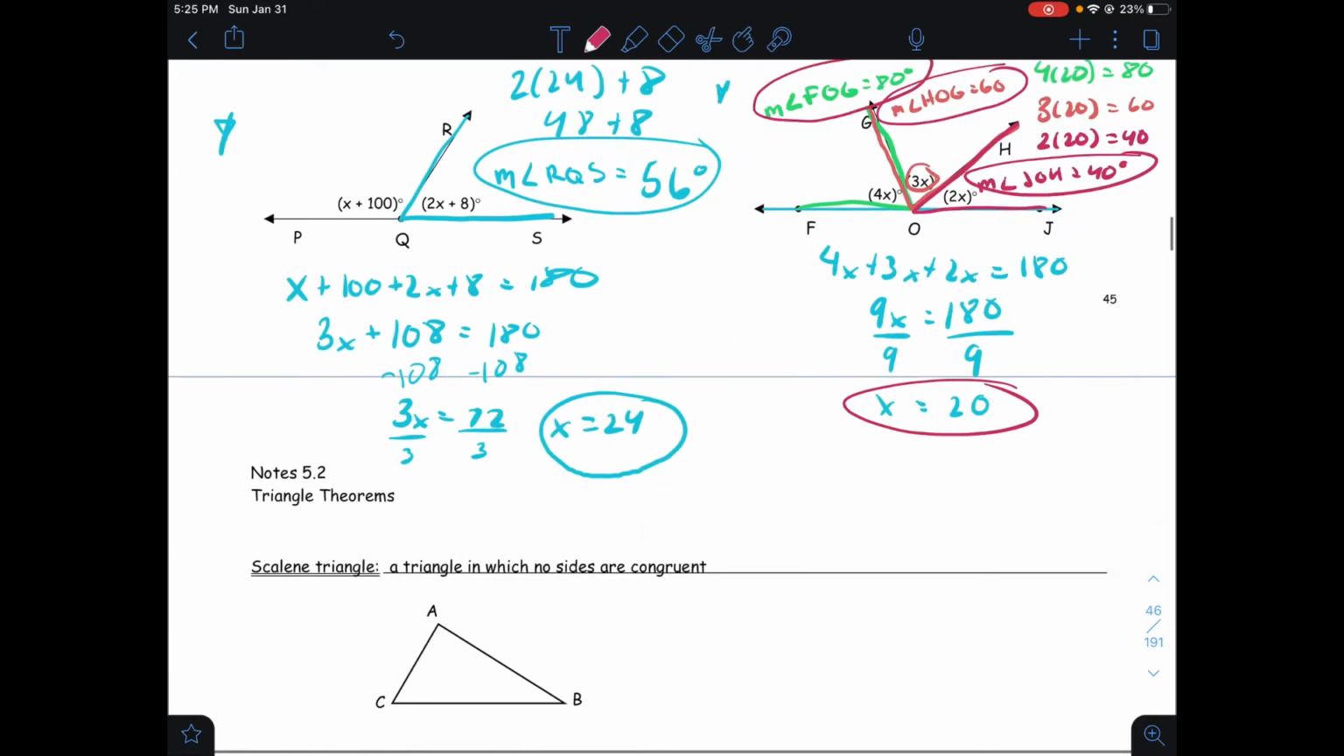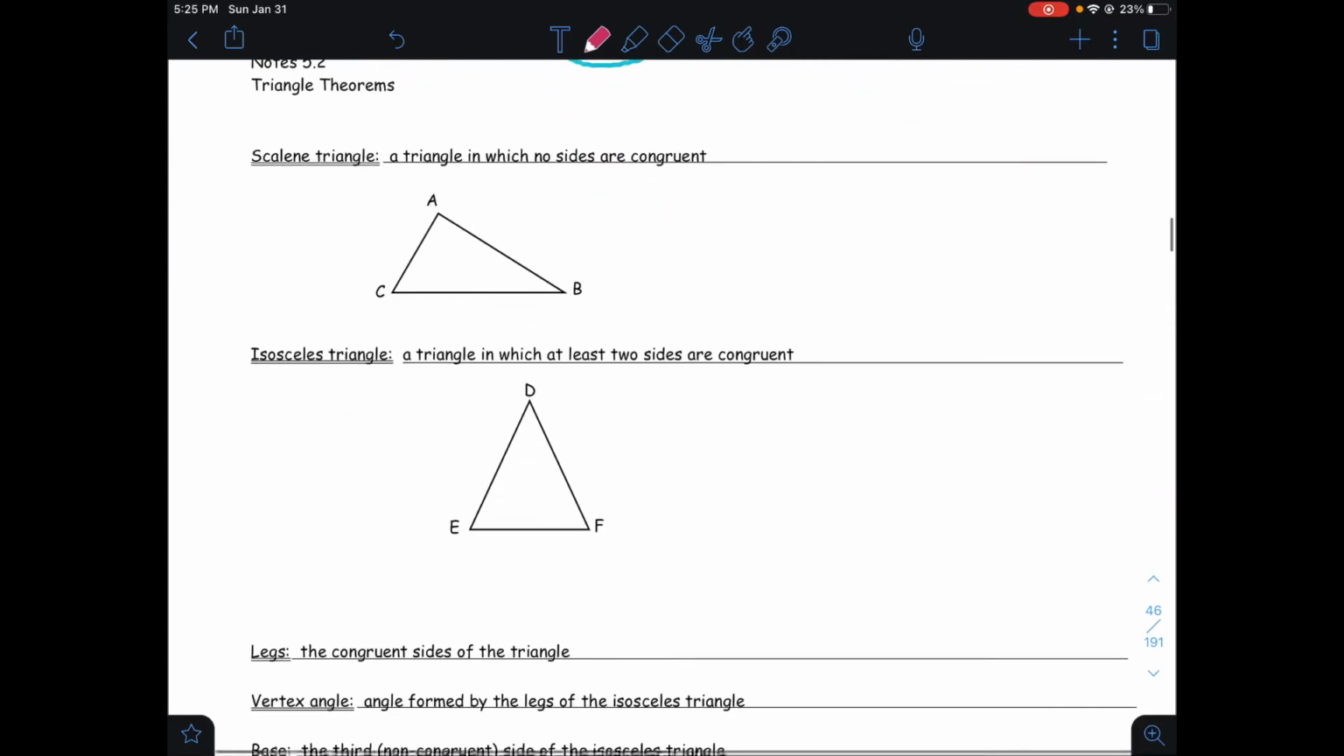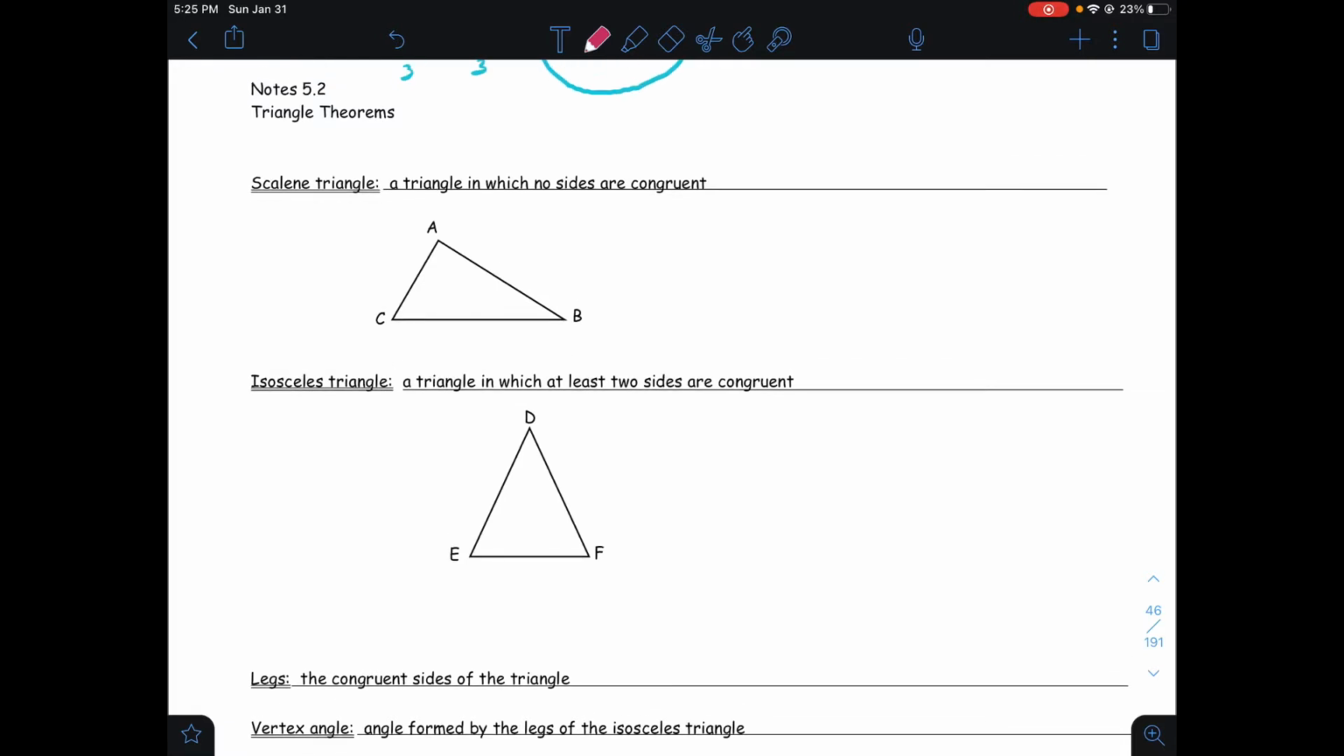All right, now let's get into what we're doing today. We're really digging into triangles today. First we're going to talk about some different kinds of triangles. We've got a scalene triangle, a triangle where no sides are congruent, so none of these sides have an equal length. Then we've got an isosceles triangle, a triangle in which at least 2 sides are congruent. That means this side is congruent to that side.